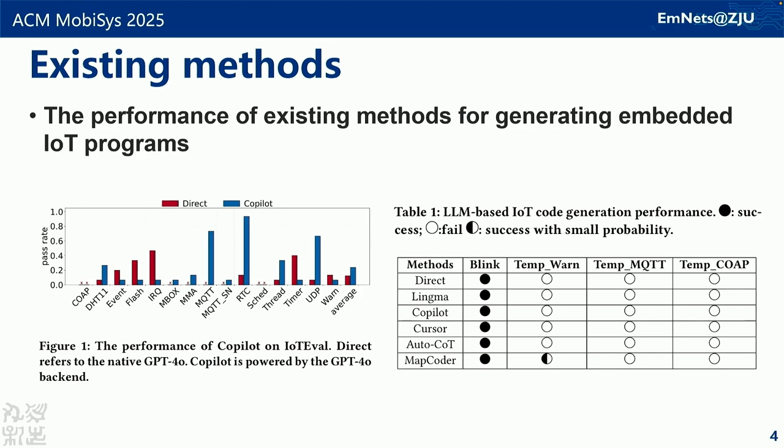We then evaluated the performance of existing techniques on the task of generating embedded IoT applications. We constructed a test set consisting of 15 IoT-based applications. The results show that both native LLMs and Copilot perform poorly. Moreover, when we increase the complexity of IoT tasks, such as programming from a simple blink to more complex applications, the performance of existing methods significantly declined.